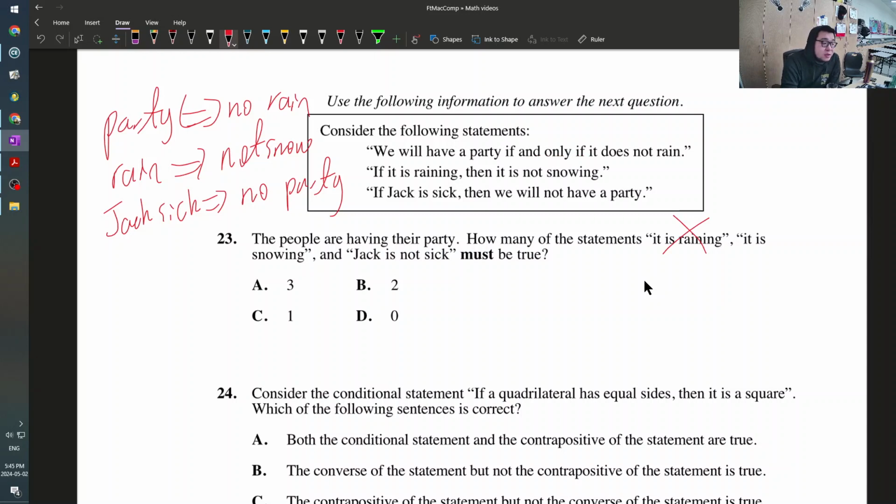This is not correct. It is snowing. If it's raining, then it's not snowing. This doesn't have to be true because I don't care if it's snowing, because if it's snowing, they can still party. Jack is sick means no party. And because we are having a party, that means Jack is not sick. So the only one that's correct is Jack is not sick, and 23 is C.